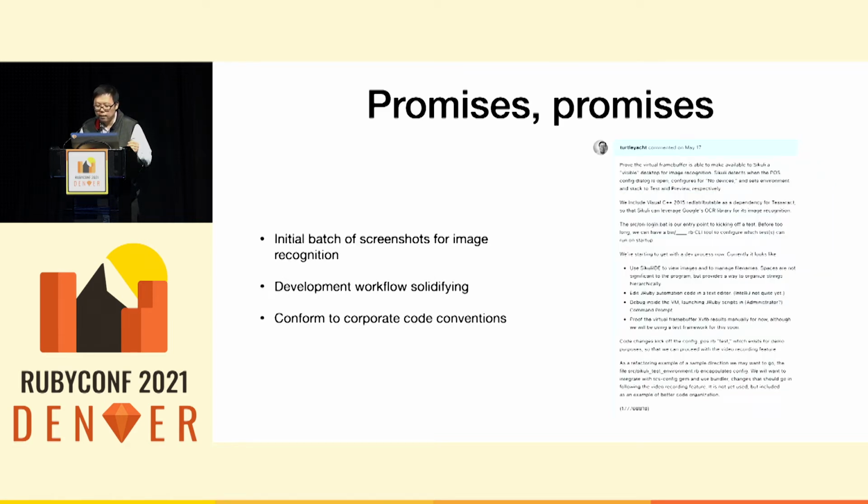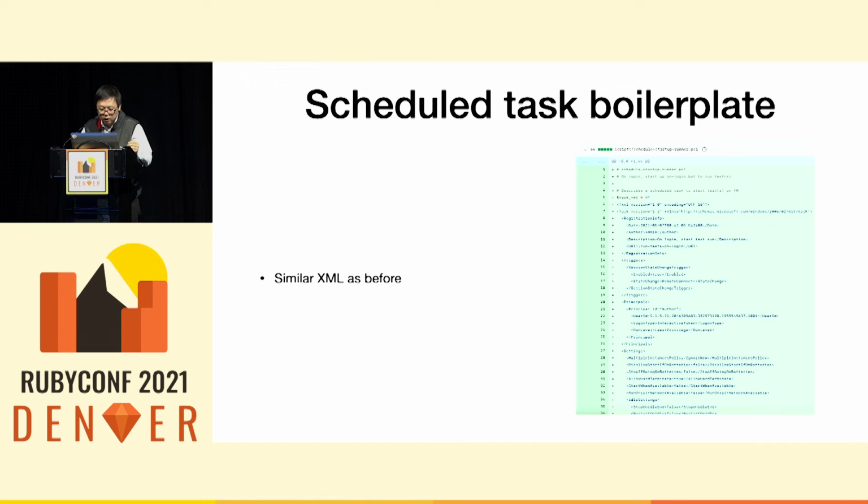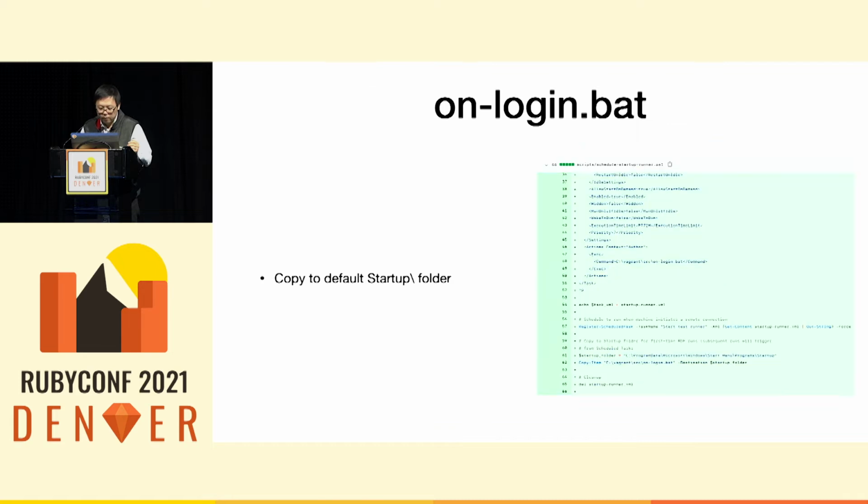We'll use Sakuli IDE to manage images, the VM and JRuby to run tests, and Xfree RDP to remote in and take screenshots of UI components. Sakuli wraps OpenCV, which uses Tesseract, which needs Visual C++ redistributable, so we install that. Here is the scheduled task to run on login, which can launch the app, run tests, or anything needed.